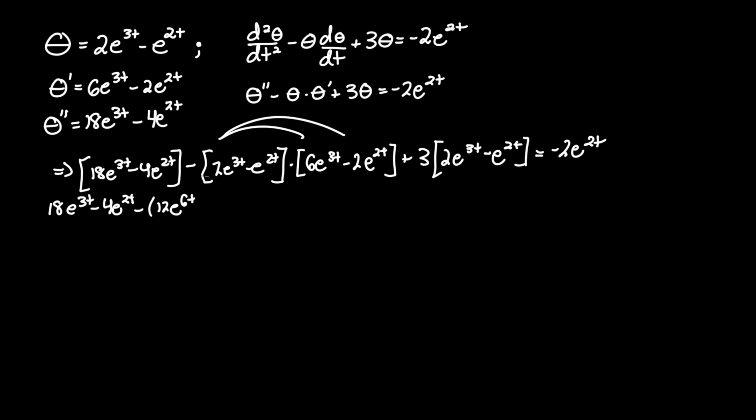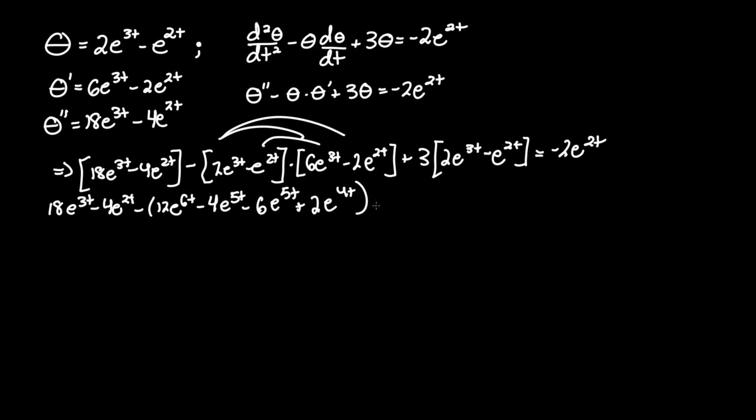We did the first part, now we've got to do the second. 2e^(3t) times negative 2e^(2t) is negative 4, because 2 times 2 is 4, e^(3t) plus 2t is 5t. Now doing the inside term, negative e^(2t) times 6e^(3t) is negative 6e^(5t). And doing that once more, plus, because there's a double negative, 2e^(4t).